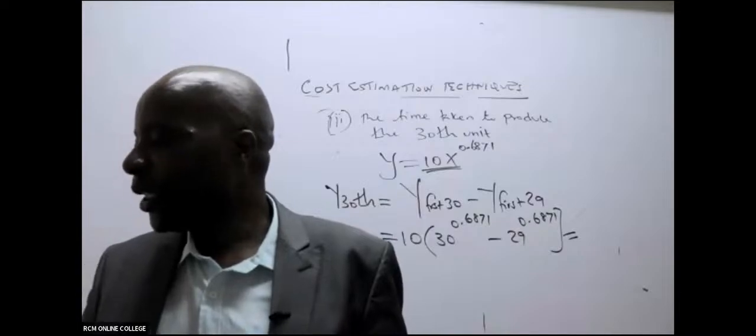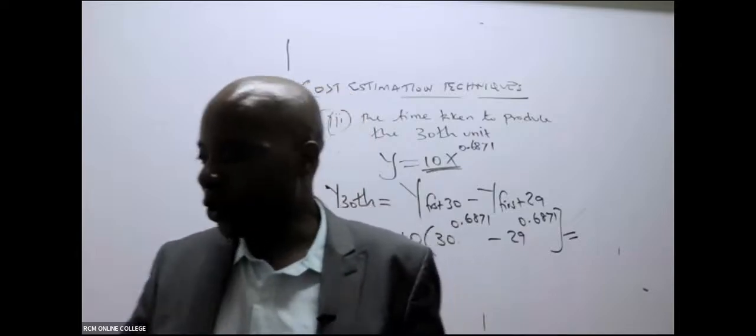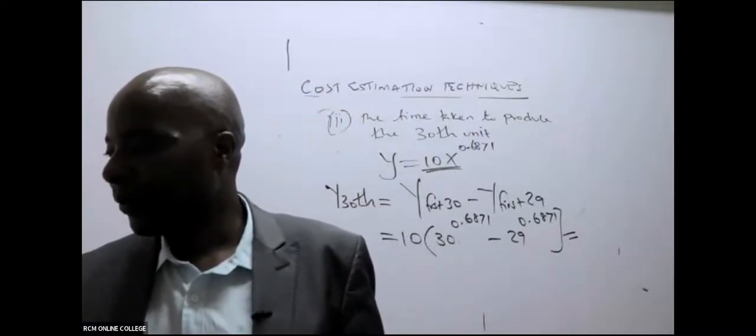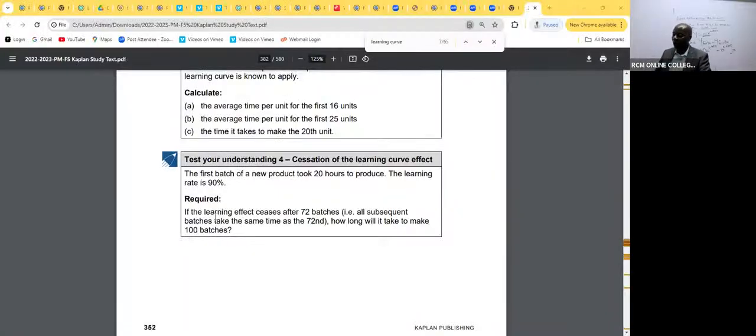Is there anybody who was able to give us an answer for the question that I left you to try? Imagine, it's a very easy question, really. The first batch of a new product took 20 hours to produce. The learning rate is 90%. If the learning effect ceases after 72 batches, i.e. all subsequent batches take the same time as the 72nd, how long will it take to make 100 batches?